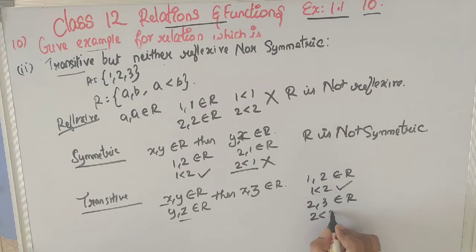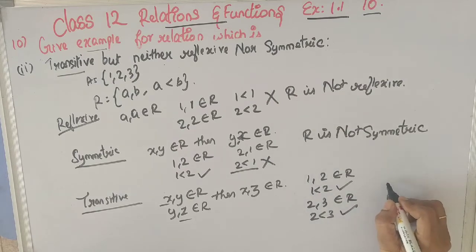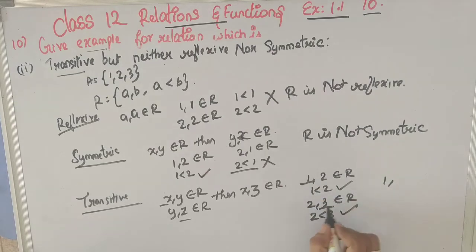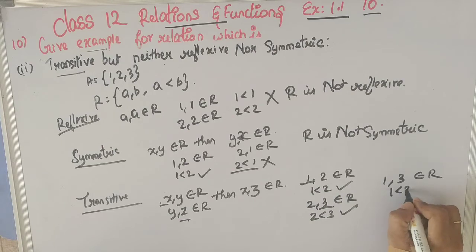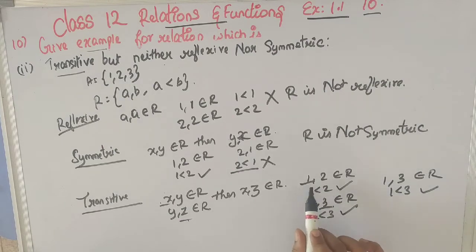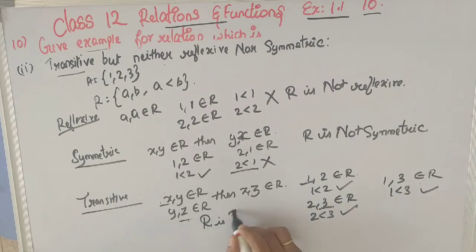Is it possible? Yes, 2 is less than 3. Then (1, 3) must be an element of R for the relation to be transitive, isn't it? Is (1, 3) an element of R? Yes, it is possible. 1 is less than 3. So (1, 2) and (2, 3) are elements of R and (1, 3) is also an element of R. Therefore, this relation R is transitive.